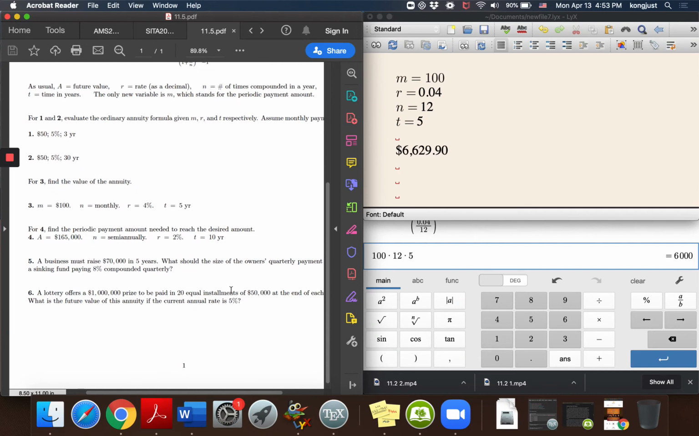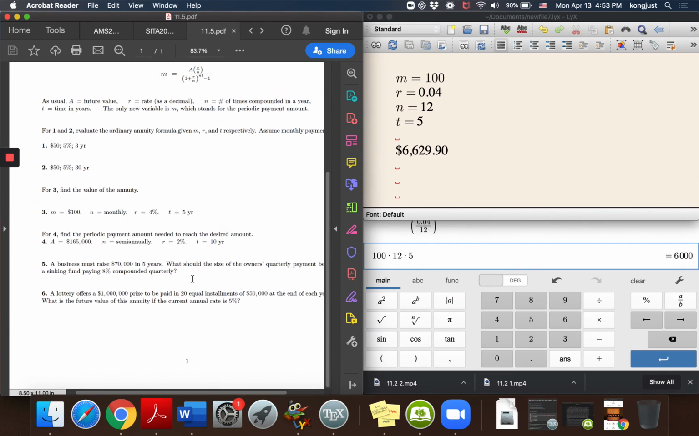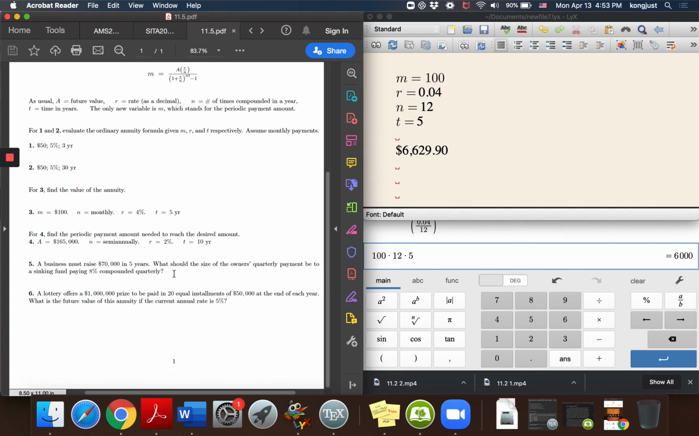All right. Now the remaining 3 questions: this one is asking for the periodic payment. In other words, you want to know what M is. Number 5 is the same thing. They want to know what M is. And the last one is a future value question. But let's take a quick break here to break the videos up. So this one is for numbers 1, 2, and 3. After that, we'll do 4, 5, and 6 in the next one.